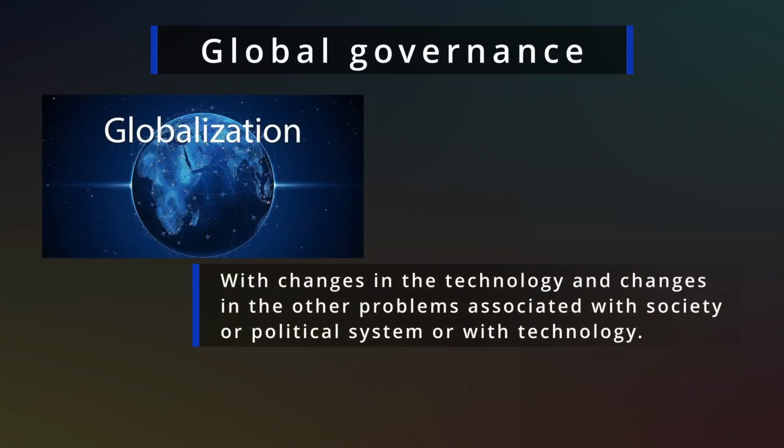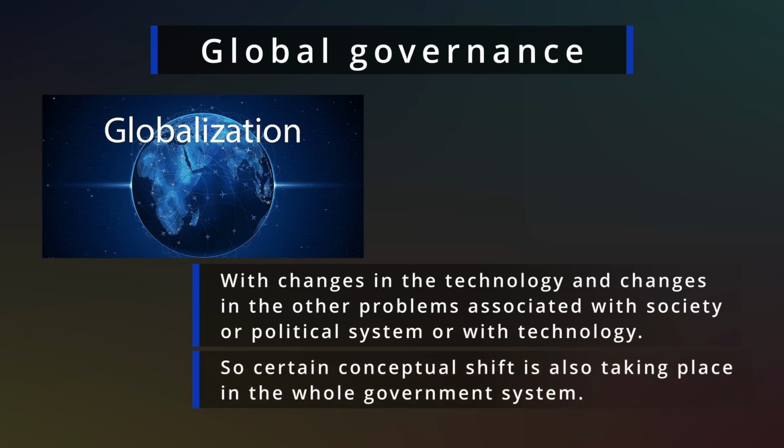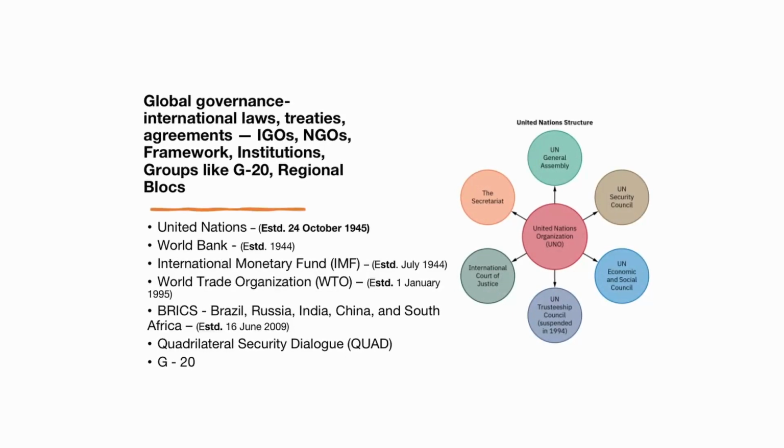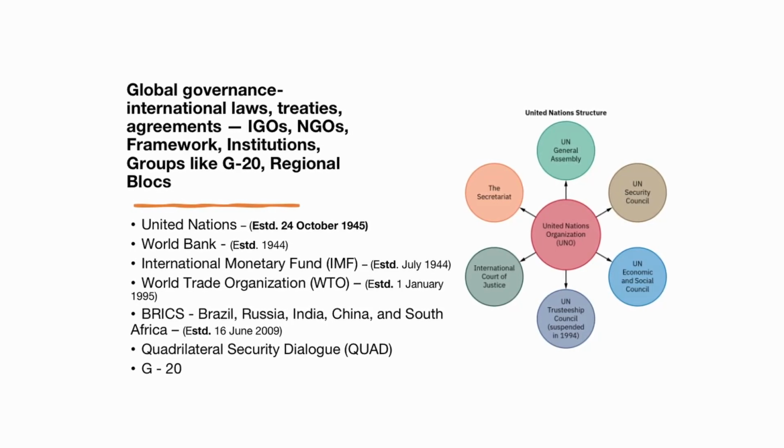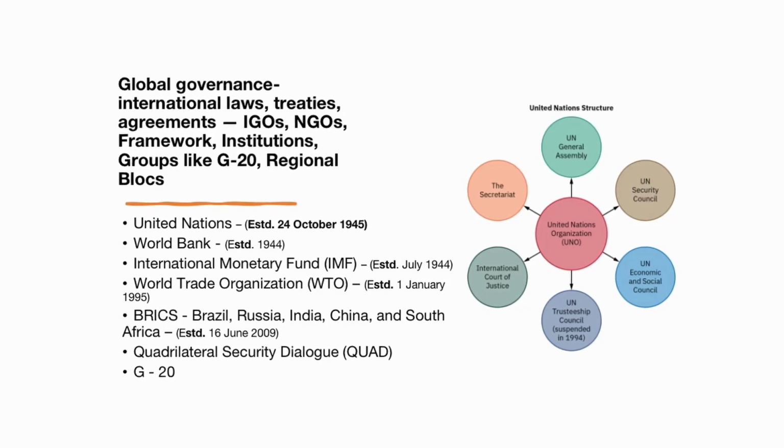Conceptual level, particularly when we are in the era of globalization, and with the changes in technology and in the several other problems associated with society or the political system, a certain conceptual shift is also taking place in the whole governance system. So first I will start with the United Nations, how it started governing the world and how the shift is taking place even in its own framework, as well as how there are other institutions which are becoming more influential than the United Nations.